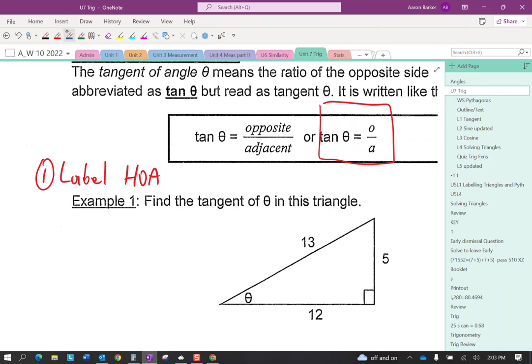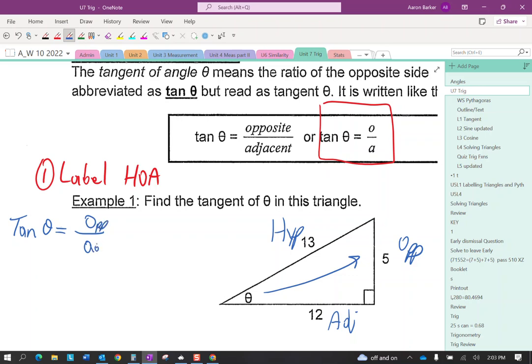Okay. So the H is 13. Opposite side is 5. And adjacent side is 12. So we start by writing down tan theta equals O over A, or opposite over adjacent. Then you substitute in the numbers. What number represents the opposite side? 5. And the adjacent side? 12.